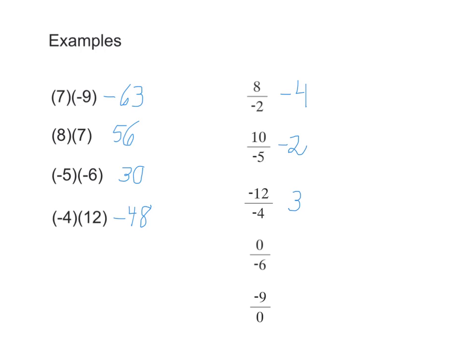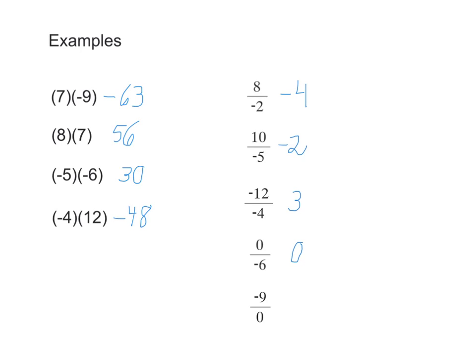The last two examples are special ones. They have zeros in them. Here we have 0 divided by negative 6. When 0 is on the top of any fraction, the answer is going to be 0. It doesn't matter that it's negative or positive number on the bottom, the answer is always 0.